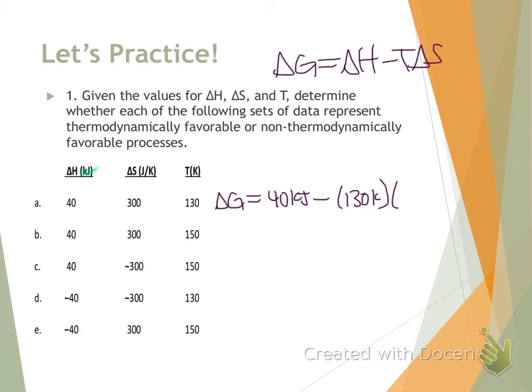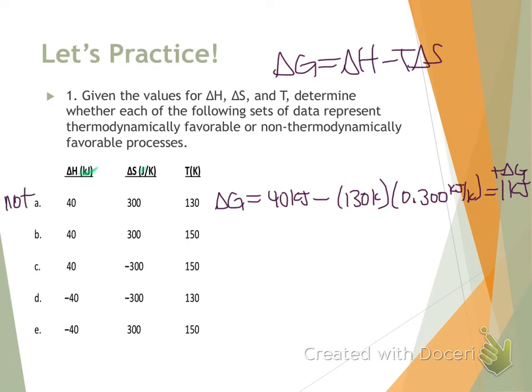Remember, our units for delta H and delta S are generally going to be given to us differently. We're going to have to convert those delta S units to kilojoules by dividing by 1,000. So we have 0.300 kilojoules per Kelvin for that delta S there. When we do this math, that's going to give us 1 kilojoule. That is a positive delta G. If we end up with a positive delta G, this is not going to be thermodynamically favorable.